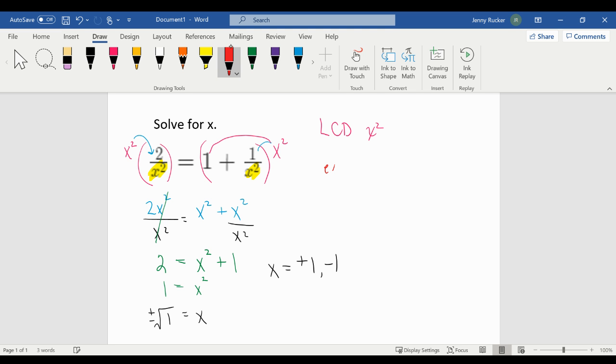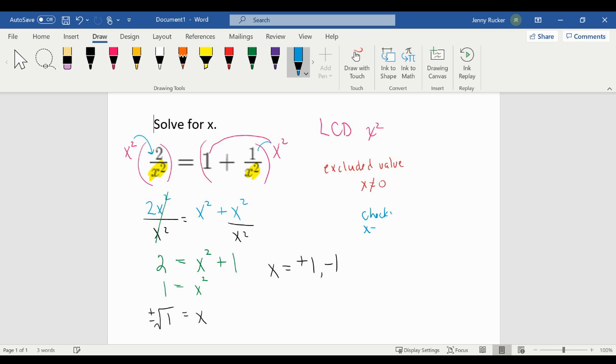Our only excluded value for this equation was x equals 0, because we'd set x squared equals 0. So x cannot equal 0. So these answers should check. So let's go ahead and run through the check.